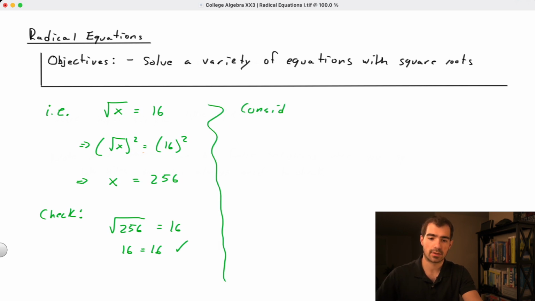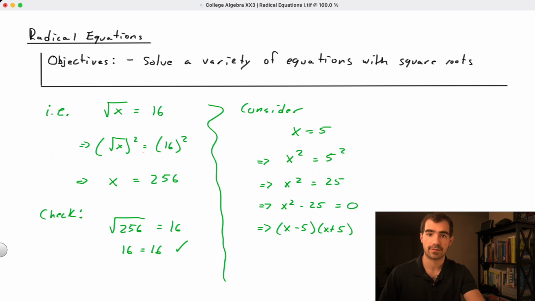Let's consider the equation x is equal to 5. If we were to apply this same sort of reasoning and we were to square both sides, say x squared equal to 5 squared, let's watch what happens. We could simplify this to say x squared equal to 25. We could subtract 25 from both sides so that we are setting x squared minus 25 equal to 0. We could factor the expression x squared minus 25, giving us x minus 5 times x plus 5, since of course that's a difference of squares.